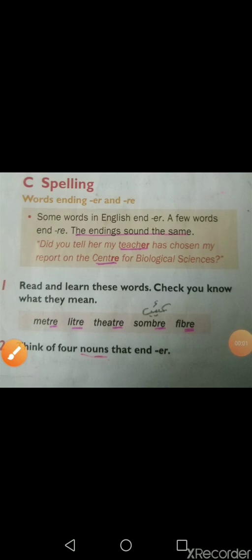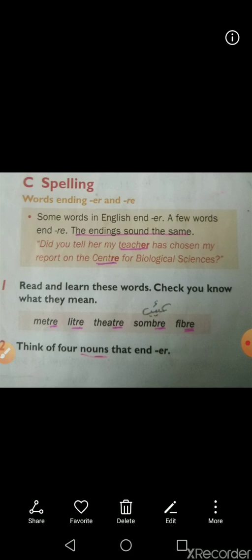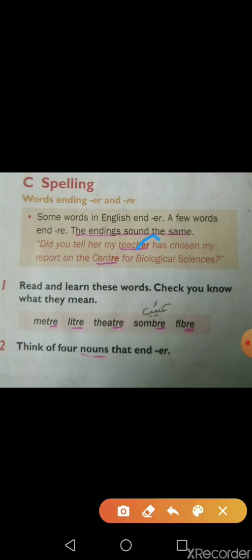Now let's continue with C, spelling. Words ending with ER and RE. Some words in English end with ER, a few words end with RE. The endings sound the same. That means that the ending has the same sound. Did you tell her my teacher has chosen my report on the Centre for Biological Sciences? As you notice here, teacher has ER, centre has RE.